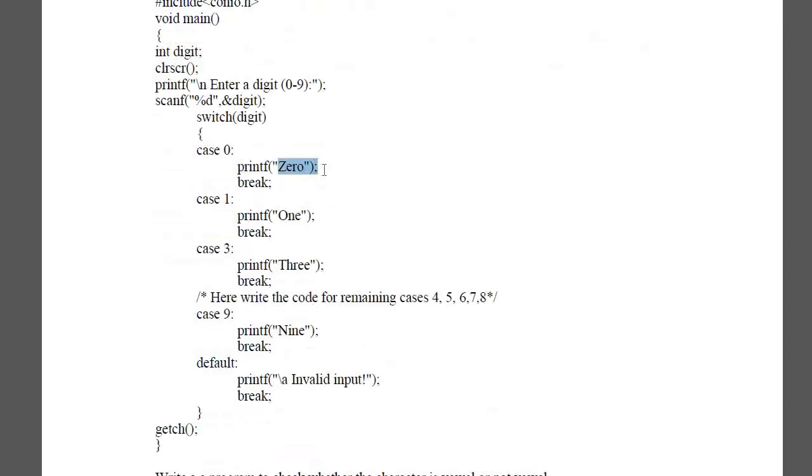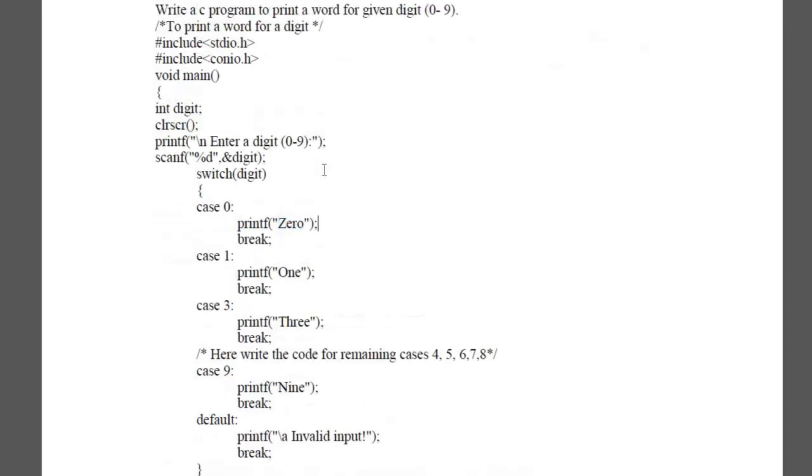See the next example. This example is very simple. Write a C program to print a word for given digits 0 to 9. Once it was asked in the VTU main exam. If the given input is 0, 0 matches with 0, and the word for 0 will be displayed. If the given input is 1, 1 matches with 1. That means enter any digit between 0 to 9. A single digit you need to enter.